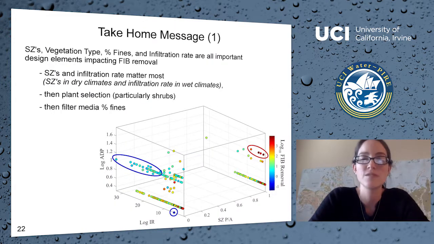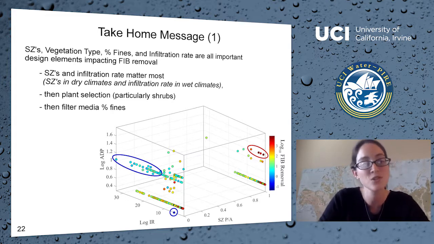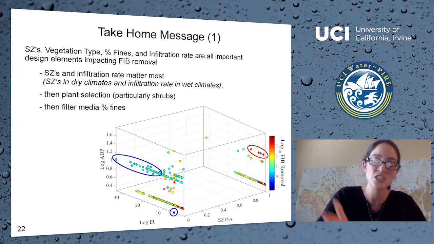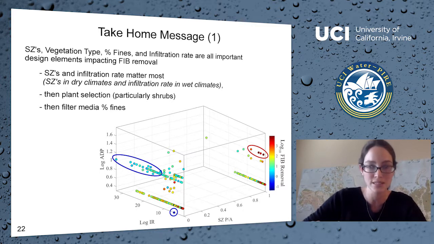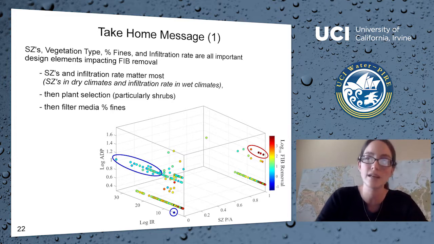So the take-home message of all of this for me, and I'm going to give you a couple of these, this is the first one, is that submerged zones, vegetation type, percent fines, and infiltration rate are all important design elements impacting fecal indicator bacteria removal. However, submerged zones and infiltration rate matter the most. Submerged zones in dry climates and infiltration rate in wet climates. Then you've got plant selection, particularly shrubs, which were consistently decreasing infiltration rate, thereby increasing fecal indicator bacteria removal. And then filter media percent fines, which had by and large, across all our models, a consistent positive effect on fecal indicator bacteria removal.